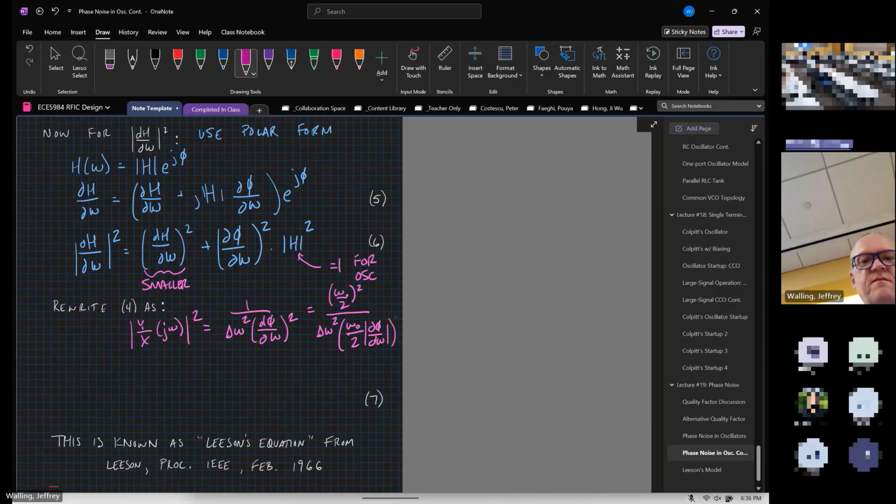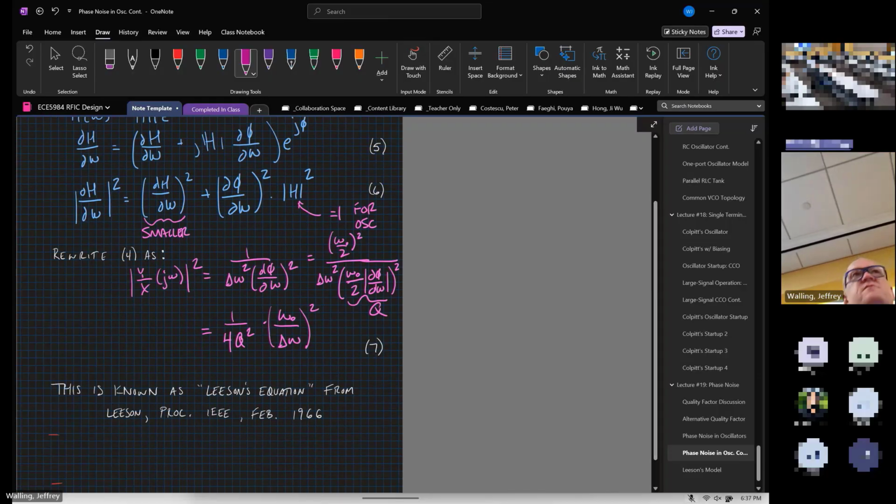All right, there's our Q definition that we saw a bit ago. After doing this, we can reduce this to Q. And ultimately, we get to an expression that says that the transfer function is equal to 1 over 4Q squared times omega naught over delta omega quantity squared. Now, this is a famous equation, and it's called Leeson's equation.